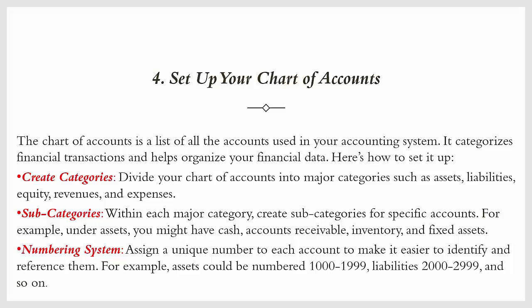Create categories. Divide your chart of accounts into major categories such as assets, liabilities, equity, revenues, and expenses. Subcategories. Within each major category, create subcategories for specific accounts. For example, under assets, you might have cash, accounts receivable, inventory, and fixed assets. Numbering system. Assign a unique number to each account to make it easier to identify and reference them. For example, assets could be numbered 1,000 to 1,999, liabilities 2,000 to 2,999, and so on.